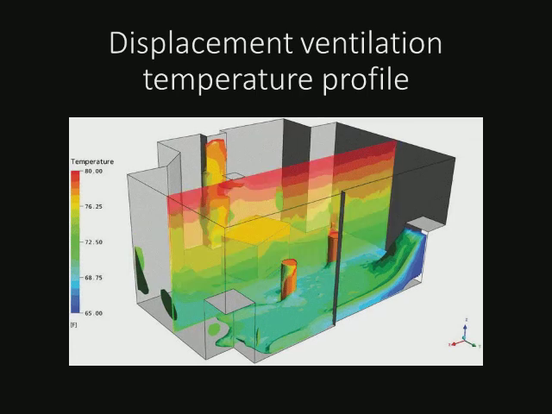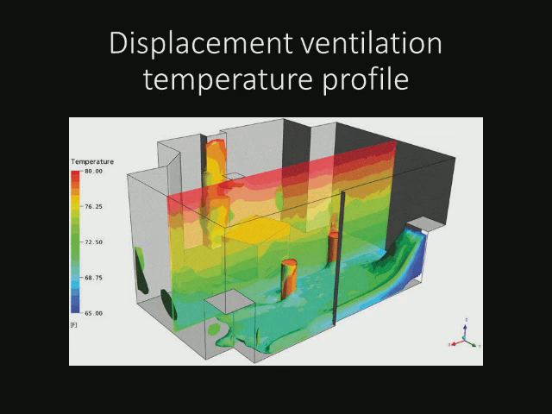Here we have the temperature profile. What we get from this is that the cooler air comes in close to the ground, and convection is warming the air. You create this stratification effect. So we're only cooling about the first 6 feet or so. We don't need to cool the upper areas as much because there's no one up there. We're only concerned with the first 6 or 7 feet or so.